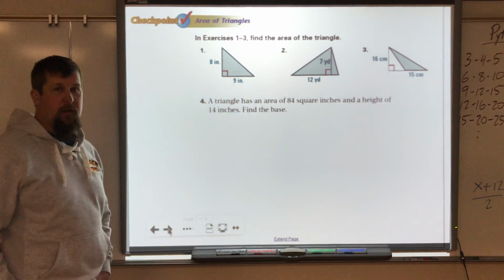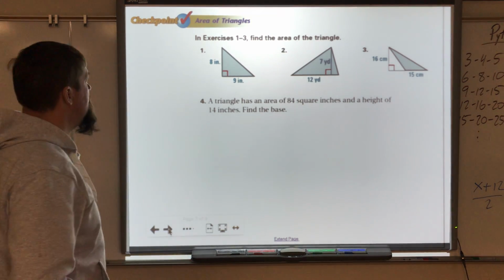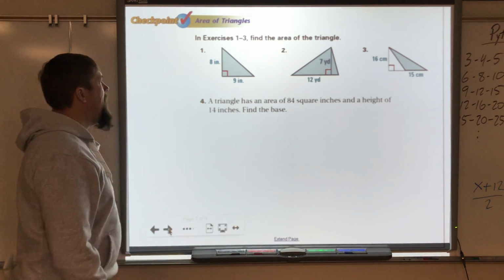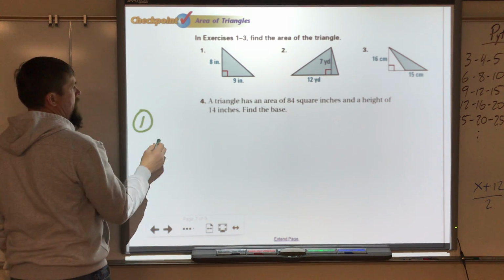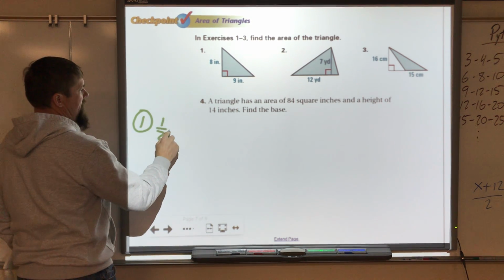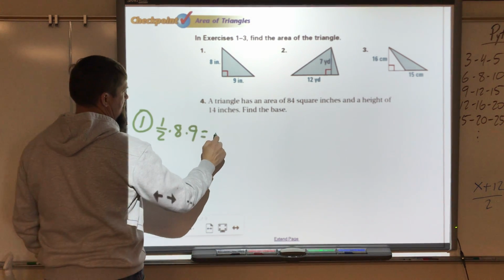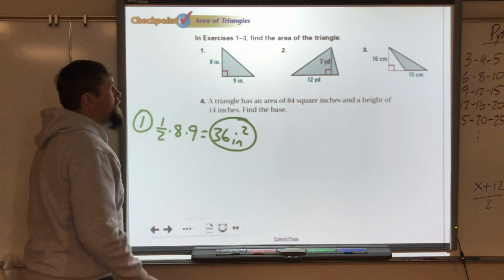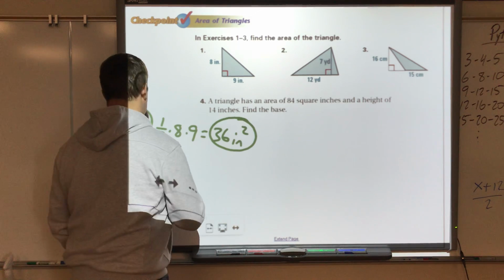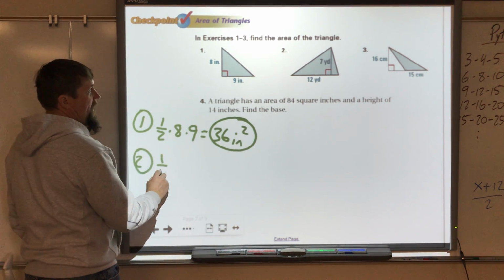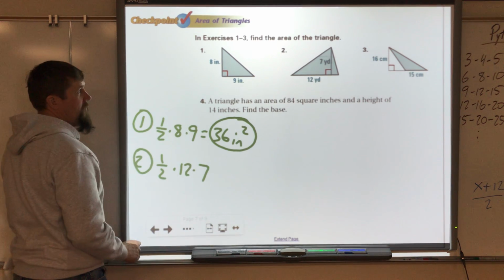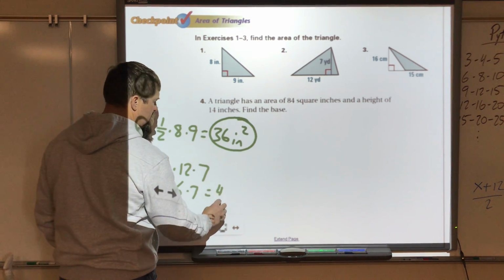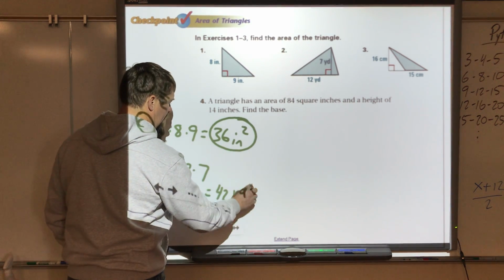Okay, try these, and then I will come back and give you the answers and see how you do. Okay, welcome back. Number 1. We have 1/2 times 8 times 9 is 36 inches squared. Number 2 is 1/2 times 12 times 7. What you could do is take 1/2 of 12 first and get 6 times 7, which is 42 yards squared.